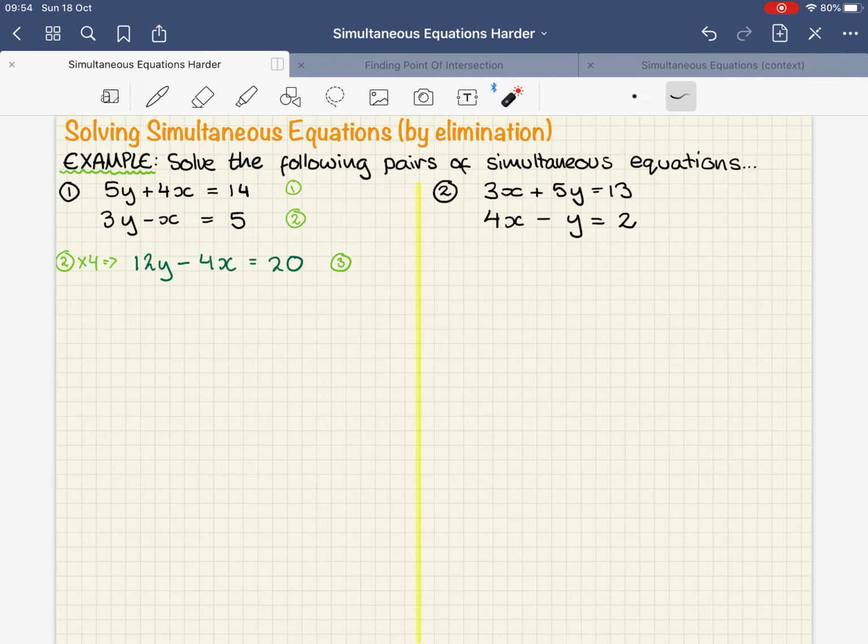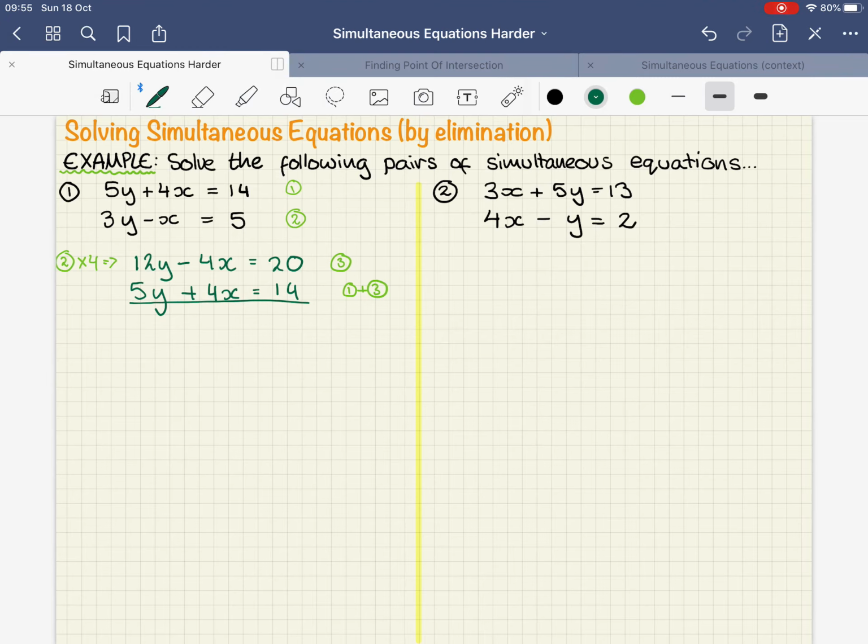So I can see here now, in my equation 1, I've got that plus 4x. In my equation 3, I've got that minus 4x. And because these signs are different, that means I can add those two equations together. So I'm doing equation 1 add equation 3. I'm just going to rewrite what equation 1 is underneath here. Then I'm going to add them up.